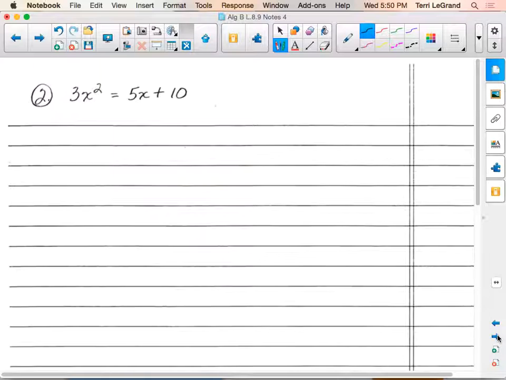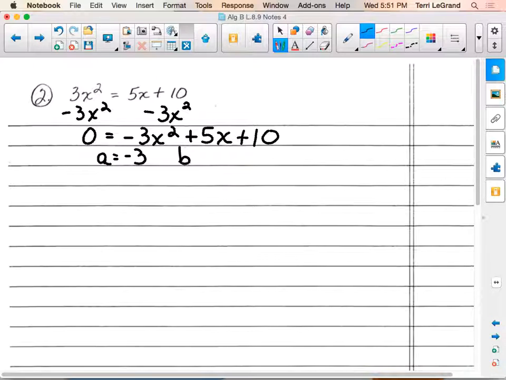I know that there's several of you who are going to want to make only one move, so you're going to move the 3x squared over to the other side. I'm just kind of reading your minds right now. So let's get it in standard form right away, so that our next move can be to identify A, B, and C. Reminder, we're using the discriminant first to help us decide how many real solutions this should have.